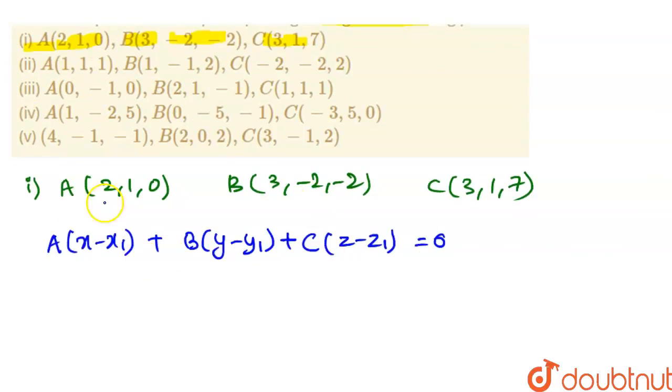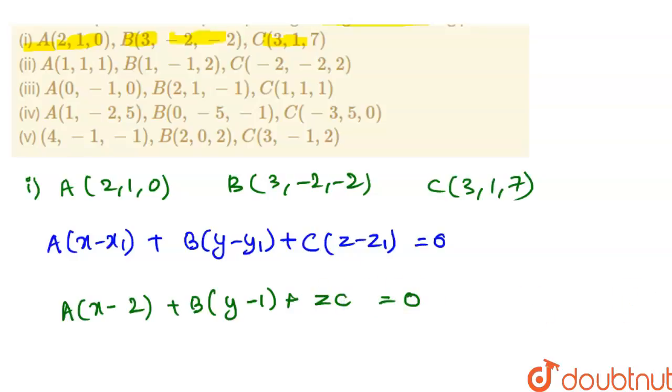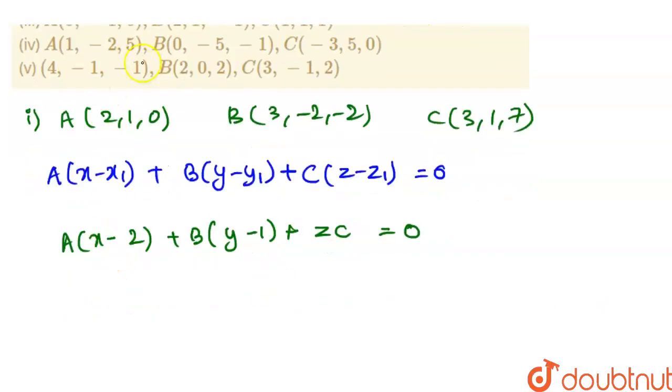In this question we have been given 3 passing points of the plane, so we can put any of them into this equation. Putting point A into this equation, it will give us A times (x minus 2) plus B times (y minus 1) plus C times (z minus 0). So z minus 0 will be z times C is equal to 0. That is our equation of the plane, right?